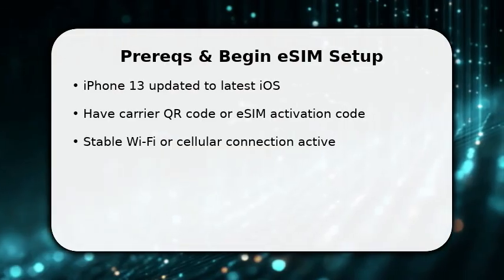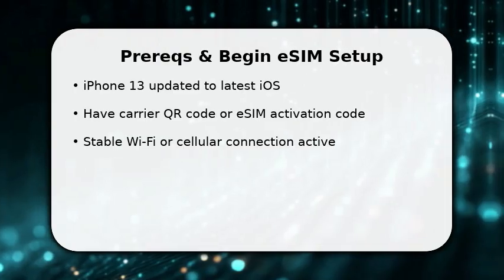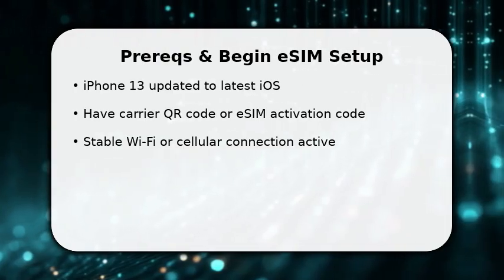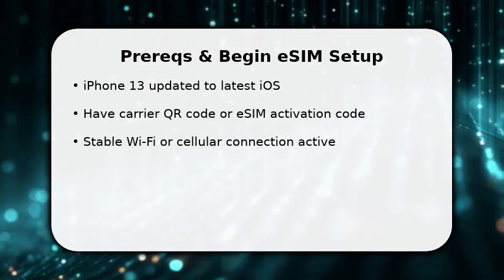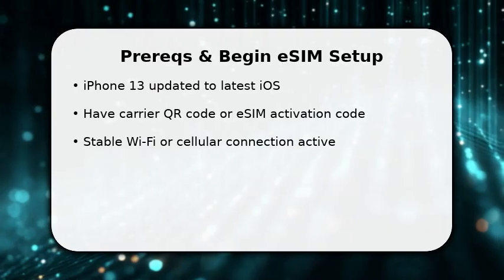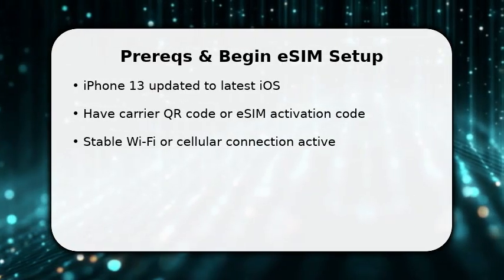You'll start by confirming basics. Make sure your iPhone 13 has the latest iOS and you have either a carrier QR code or activation code. Once done, open Settings and tap Cellular, then add Cellular Plan. If you're switching from a physical SIM, leave the physical SIM in place until eSIM activates.